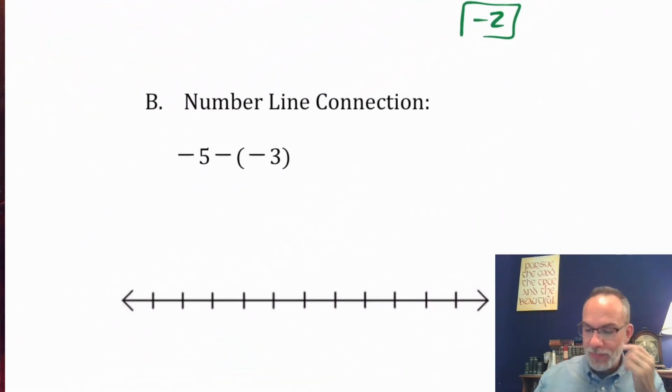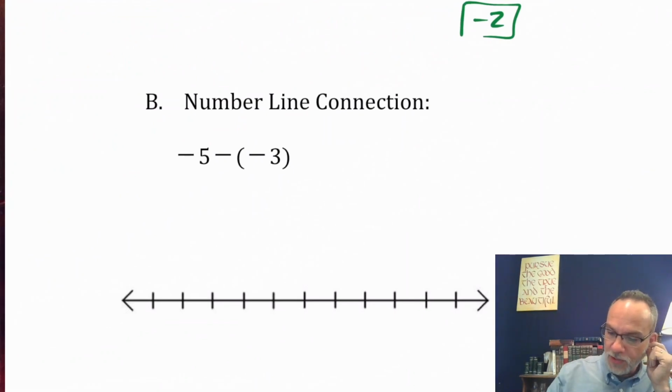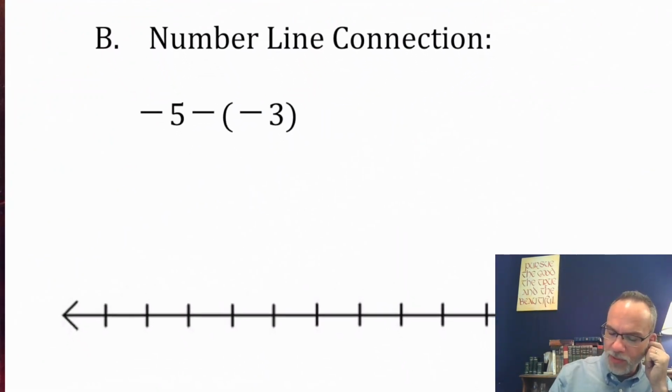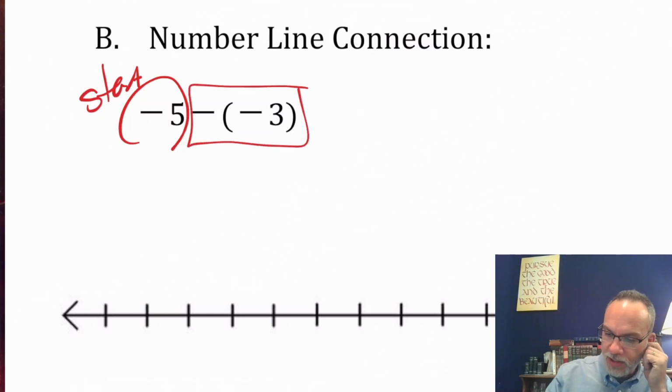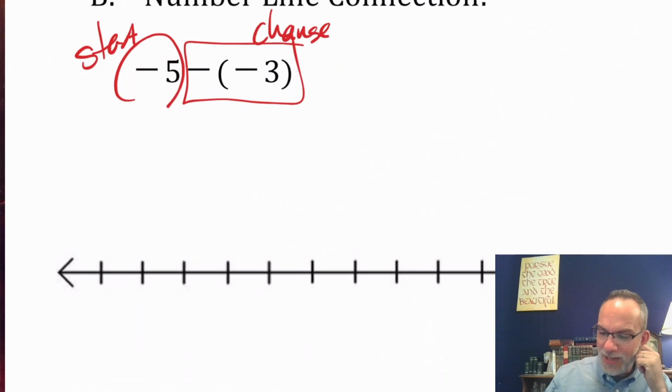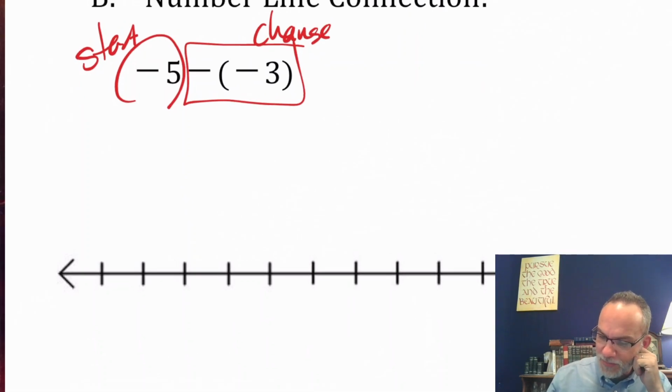Let's do the number line connection here, just real quick. This one's simple. There's another one, but it's almost the same thing. This is your start. This now is your change. So if I start at negative 5, what does that mean? That means 5 left of 0. Let me put 0 right here. That's negative 1, negative 2, negative 3, negative 4, negative 5. This is going to be 1, 2, 3, 4.